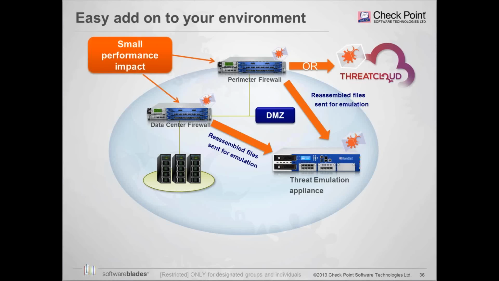Okay, the result is that the impact on the end gateway is very low, because all it's having to do is reassemble the file, kind of put it back in order, check it for any sort of devious encoding that an attacker may try and do, and then send it on to either the local appliance or the cloud for the emulation.